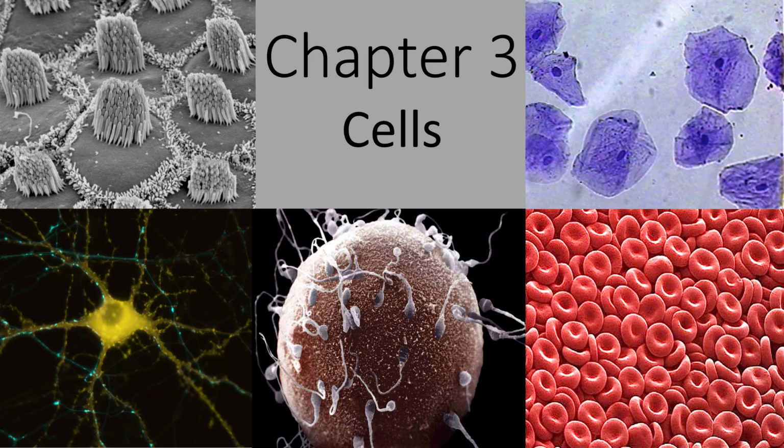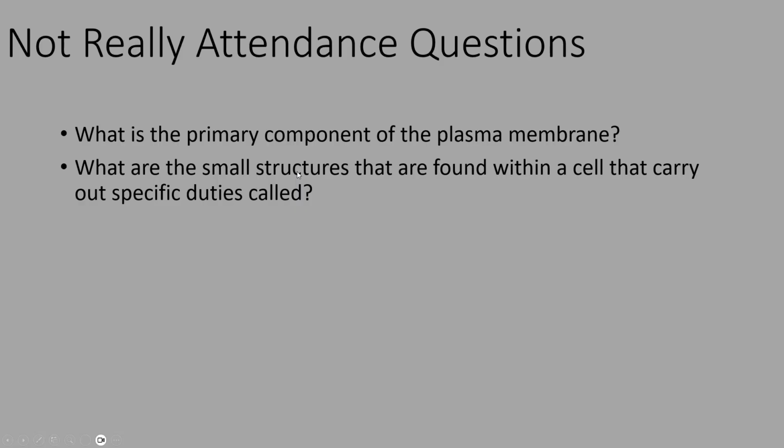We're now at our third lecture for chapter 3, where we're going to dive into the interior of the cell and look at some of the goings on there and learn how the different structures within a cell actually work. And as always, we're going to begin with our not really attendance questions. So see if you can answer these. What is the primary component of the plasma membrane? And what are the small structures that are found within a cell that carry out specific duties called? Now go ahead and pause the video, try to answer these questions.